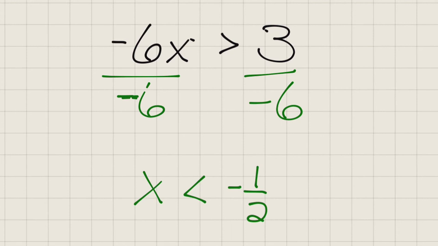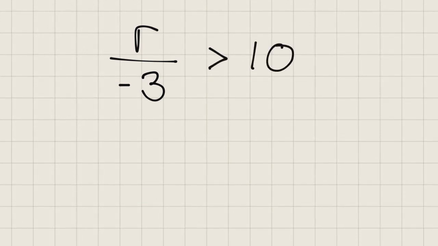Okay, one more example. Liam's going to walk us through it. Go ahead. R divided by -3 is greater than 10. Okay, Liam, what are we going to do?